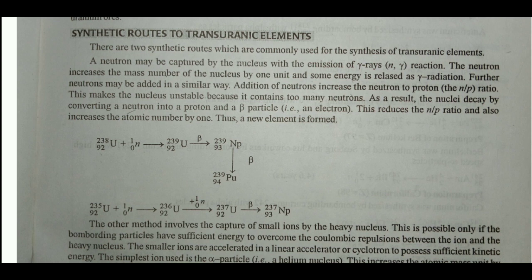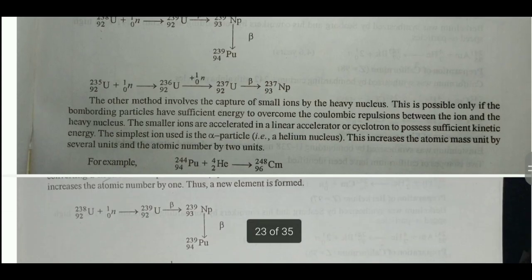Addition of neutrons increases the neutron to proton ratio. This makes the nucleus unstable because it contains too many neutrons. As a result, the nucleus decays by converting a neutron into a proton and a beta particle, that is an electron. This reduces the N/P ratio and also increases the atomic number by 1. Thus, a new element is formed.